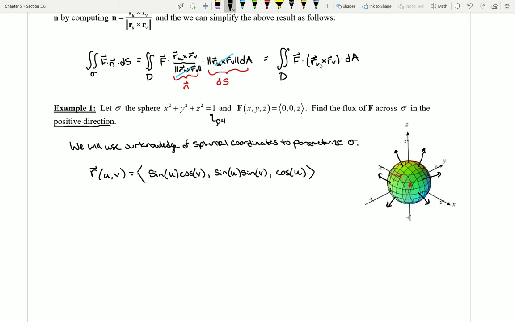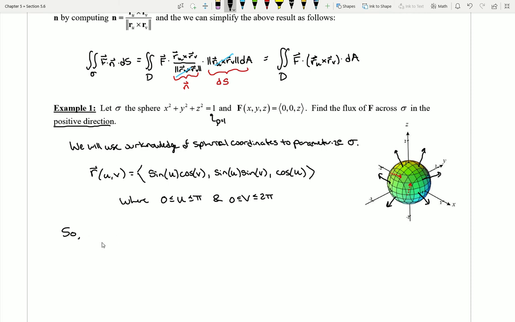Now I can just calculate the cross product, do a dot product of that with my F, and then set up my corresponding double integral. Now I need to verify that, again, if u is playing the role of phi, it's going to range from 0 to pi, because I want to start by looking up and then rotate pi to look down. And v is going to be playing the role of theta, so that's going to be from 0 to 2 pi. So here's a nice parameterization.